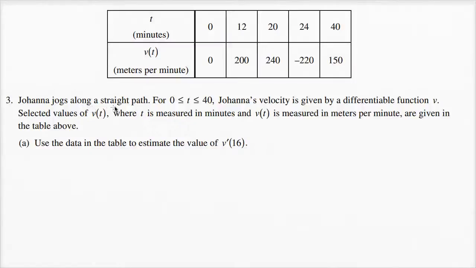Johanna jogs along a straight path. For 0 ≤ t ≤ 40, Johanna's velocity is given by a differentiable function v. Selected values of v(t), where t is measured in minutes and v(t) is measured in meters per minute, are given in the table above. We see that right over there.